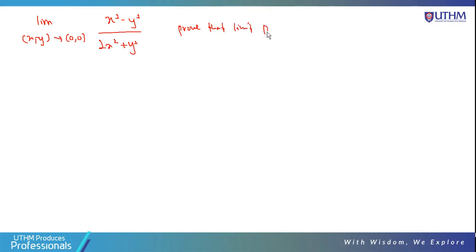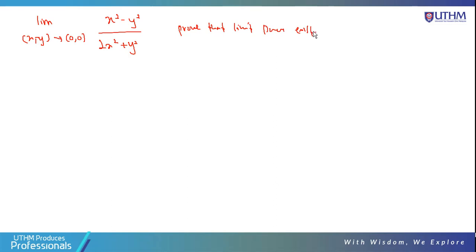Let's say we have the function. They're given the limit as (x, y) approaches (0, 0) of (x squared minus y squared) over (2x squared plus y squared). Prove that the limit doesn't exist.